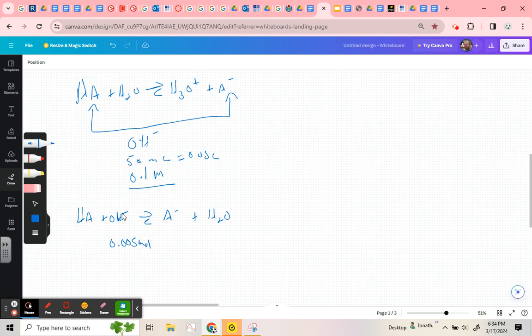The OH is still going to be attacking the HA in the 1-to-1. And so it's still going to need 0.005 moles to react with the OH. So because it's 1-to-1, and of course, every time an OH reacts with an HA, it takes away the H and makes it A minus.